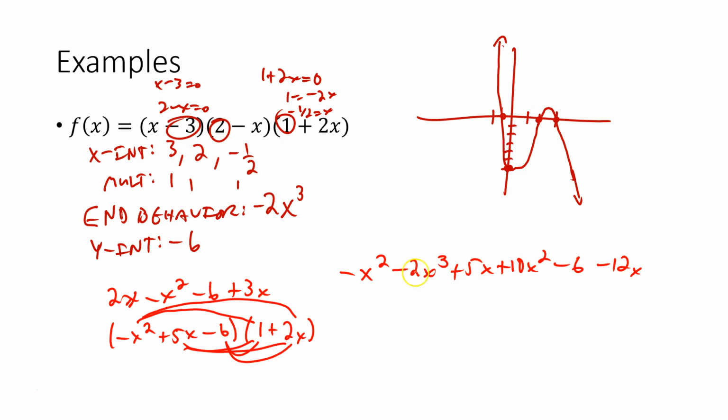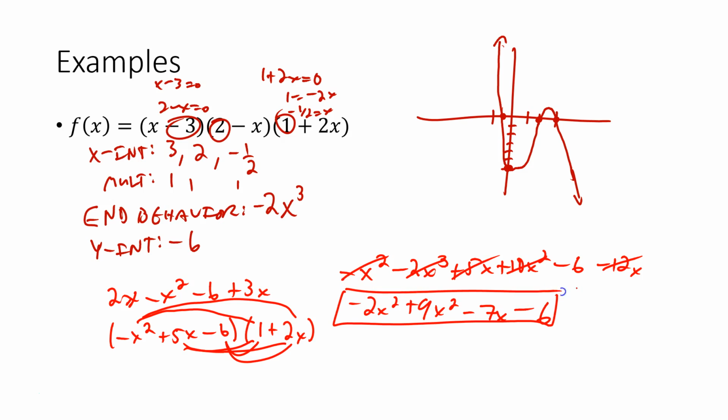Gather our like terms here. Looks like our negative 2x cubed is out front, which is how we found our end behavior. And then we have negative x squared and plus 10x squared is plus 9x squared. It could help to cross these out one at a time. And then we have plus 5x minus 12x is minus 7x. And then we have minus 6. So that is our expanded form. And that's what I expect you to be able to do on the worksheet you're doing today.